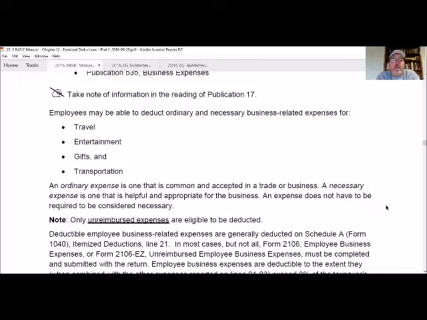Same thing for necessary expense: one that is helpful and appropriate for the business. Buying an axe as a lumberjack, that's appropriate. Buying a cupcake pan for a lumberjack and writing it off is probably not an appropriate thing for the business. Right. So again, only unreimbursed expenses.